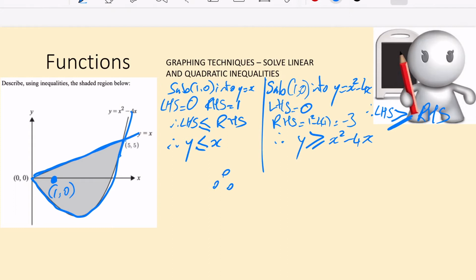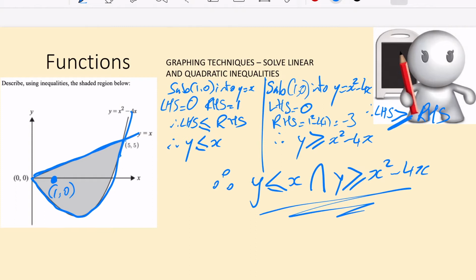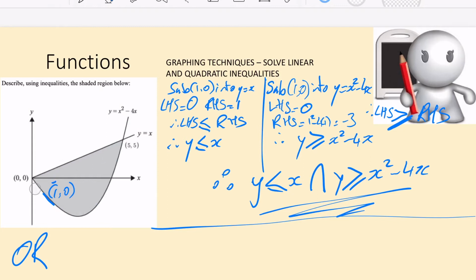Therefore, my answer is y is less than or equal to x, with the intersection of y greater or equal to x squared minus 4x. Now that's a great answer. Or the other way that you could do it is by having a look at what's happening here. This region is in the domain from x equals 0 to x equals 5. So let's write that.